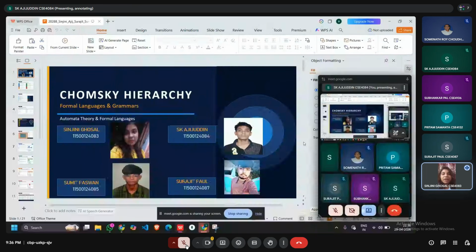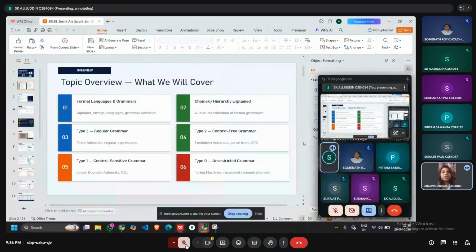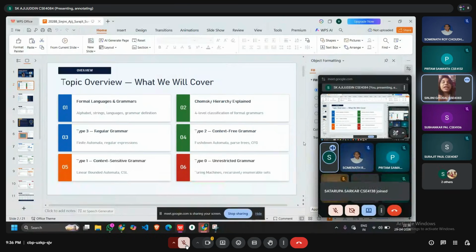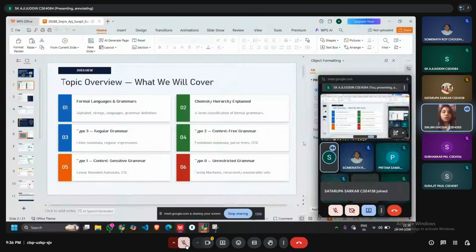Okay, so our topic is Chomsky hierarchy in automata theory and formal language. So in this slide, I'm just introducing the topic. Chomsky hierarchy is a classification system that divides languages into 4 types based on rules and computation power. It is very important in understanding how programming languages and compilers work.